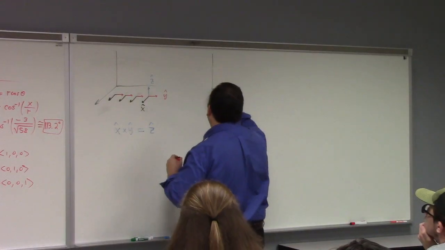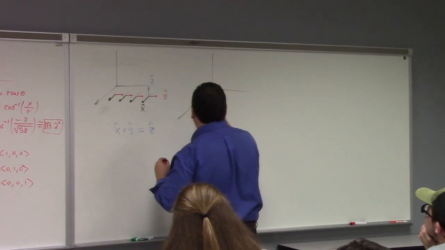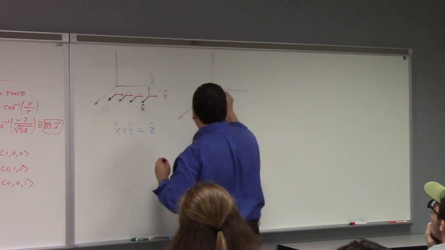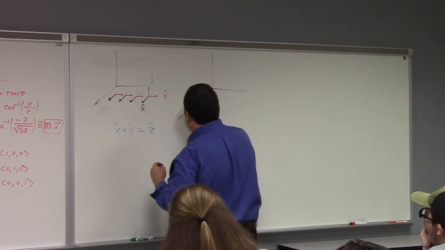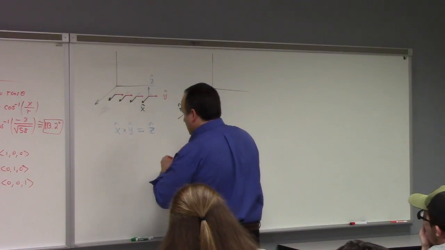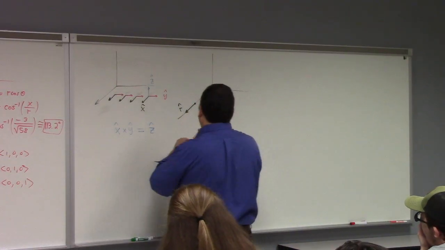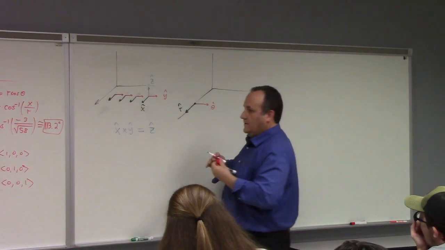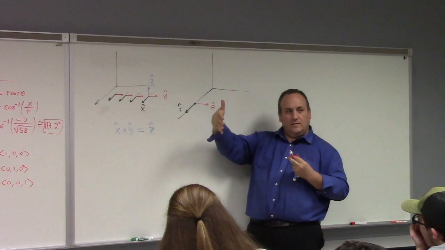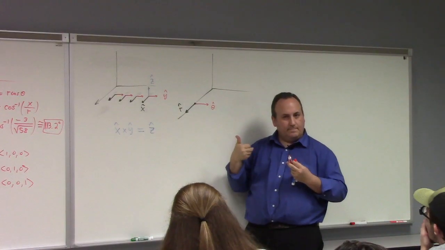So if you think about the cylindrical frame, I'll pick this point because it's easiest to think about. At this point right here, r hat goes like this, right? Theta hat goes like that. And if I do r hat crossed with theta hat, we get z hat.